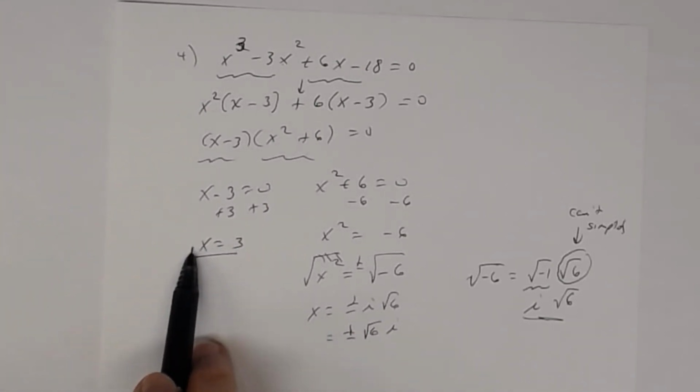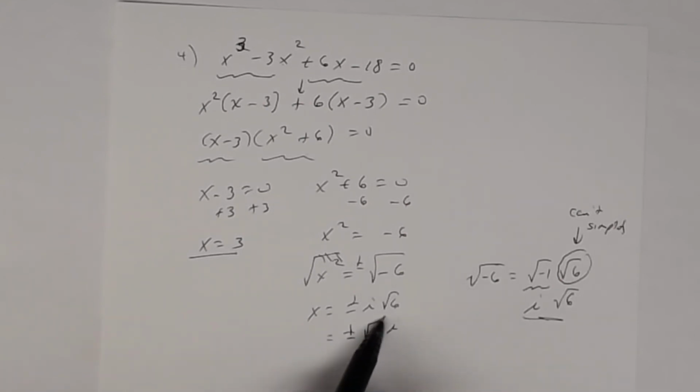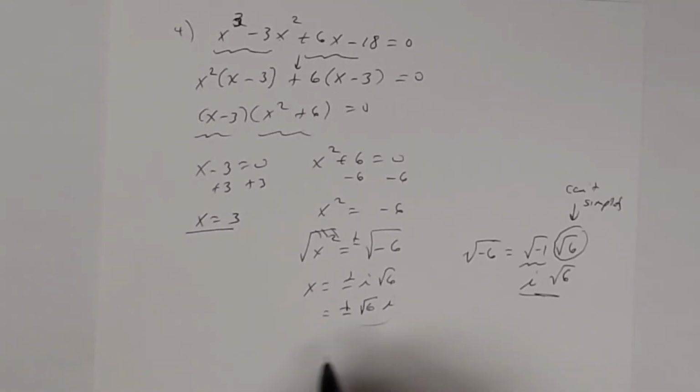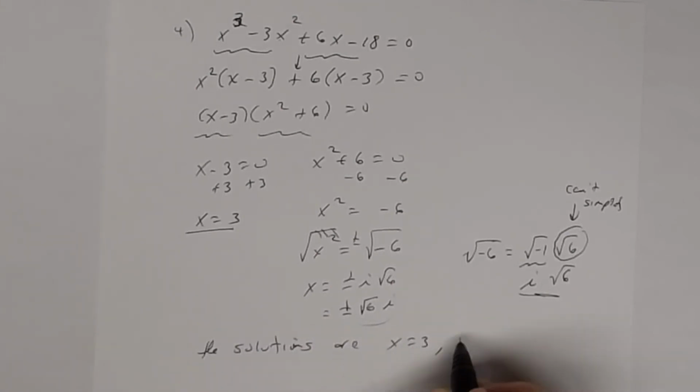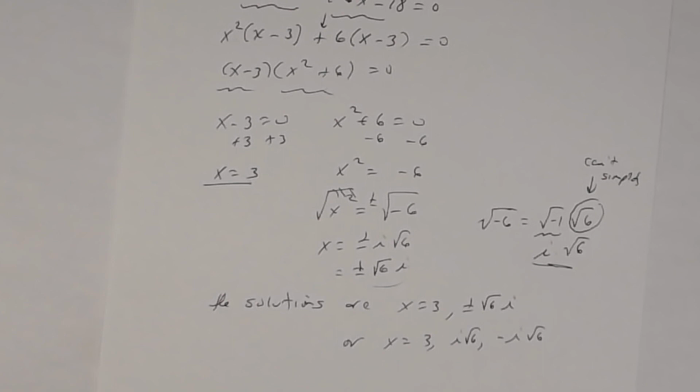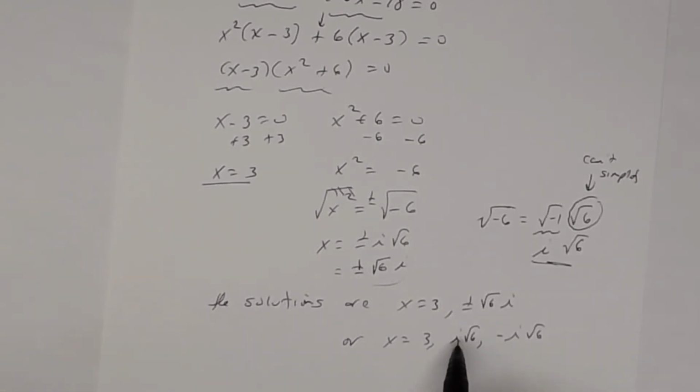One is real, the other ones are imaginary. So you're going to say the solutions are x equals 3, plus or minus the square root of 6 i. Remember, don't make it look like i is underneath. Or you can say x equals 3, i square root of 6, negative i square root of 6. I tend to put i in front of the square root when a square root is involved. All right, so that's it.